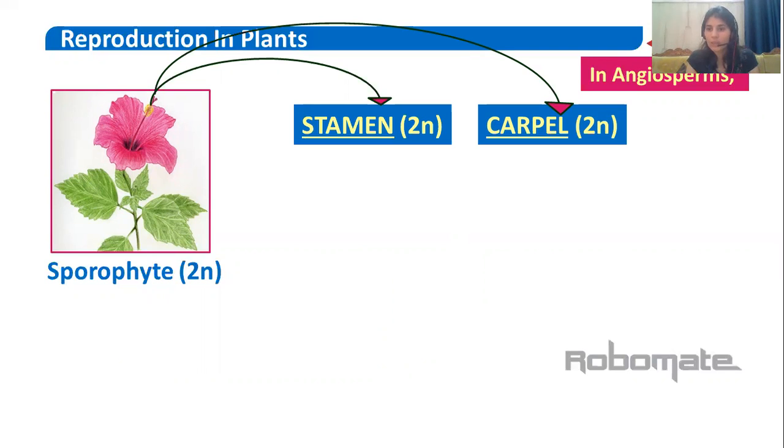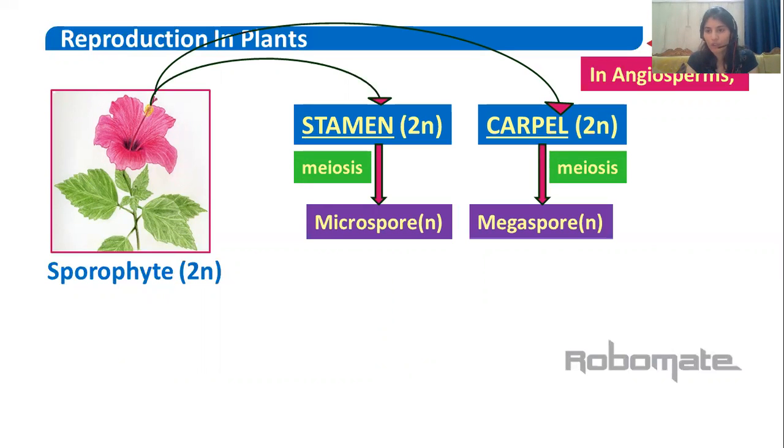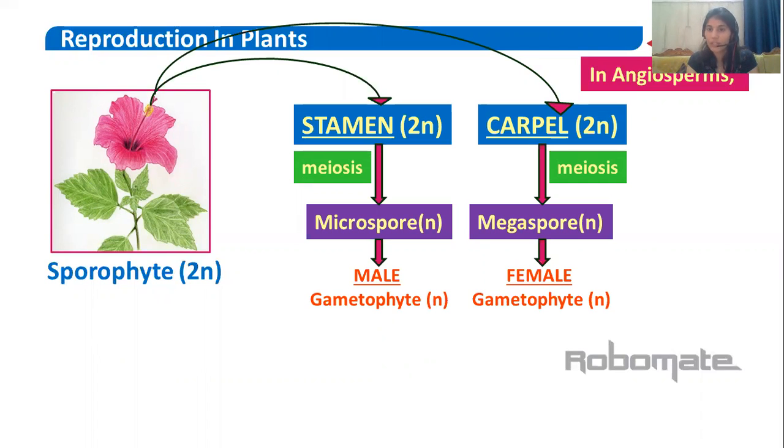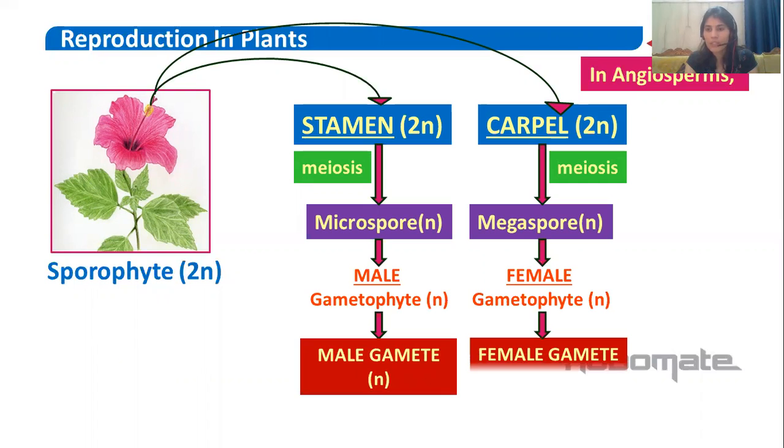These are in the diploid state. Further, meiosis occurs in both of them. What will form? From the stamen, microspores will form, and this microspore is haploid. In the carpel, meiosis occurs and megaspores will form, and the megaspore is also haploid. These spores will further form the male gametophyte and female gametophyte. These gametes are always haploid. So these are the male gametes and female gametes.